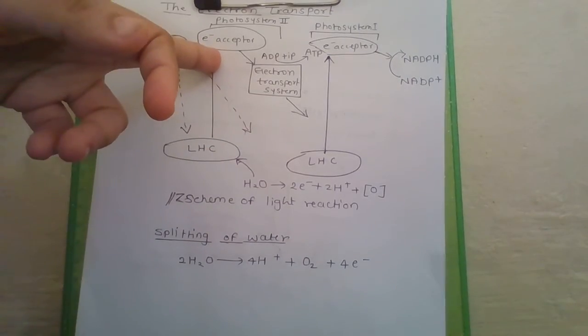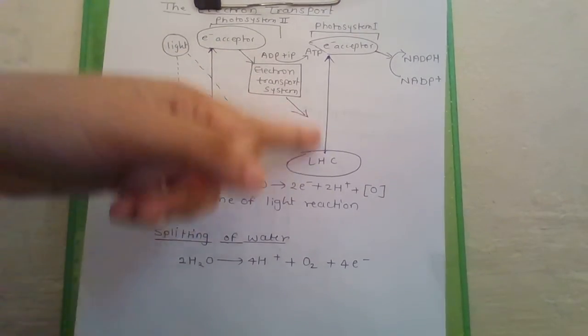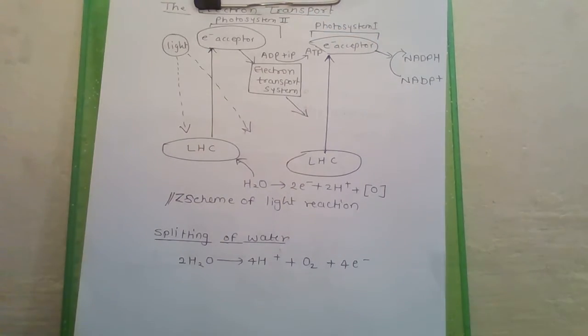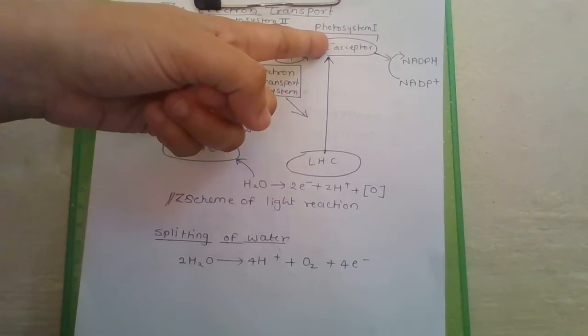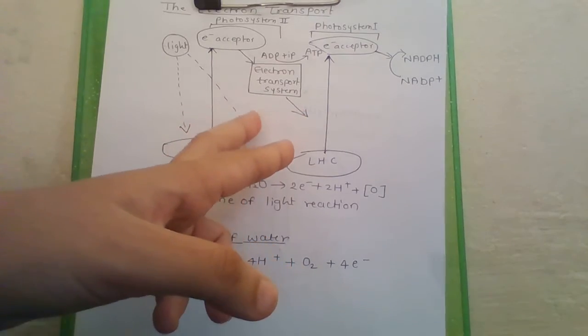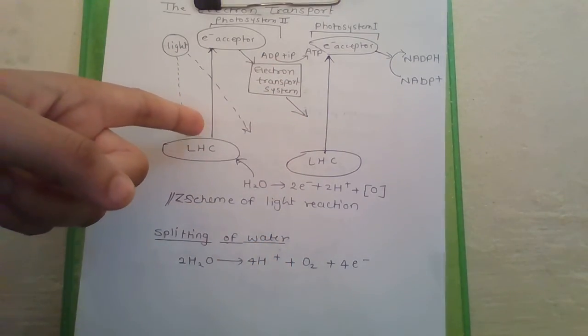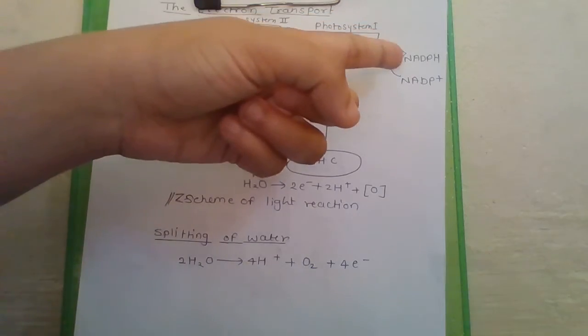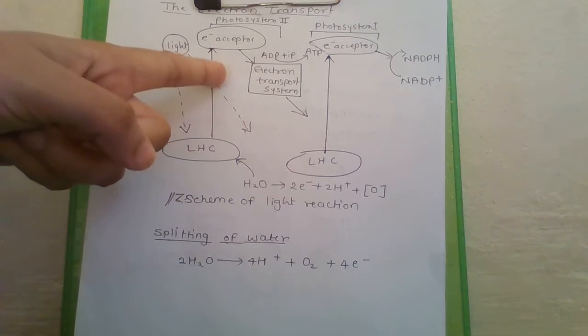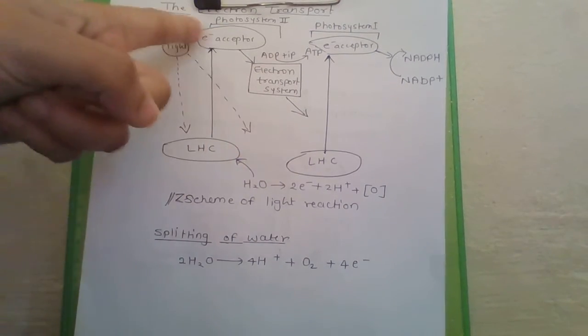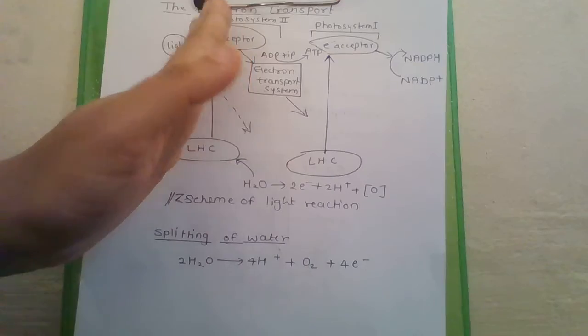First, this is uphill movement, downhill movement, uphill movement, downhill movement, and the shape is like Z. So this is called the Z scheme. Up to this we have discussed. Now here photosystem 2 and photosystem 1 are working serially in this reaction. The product of this reaction is not taken into this reaction again. So this is a serial reaction.